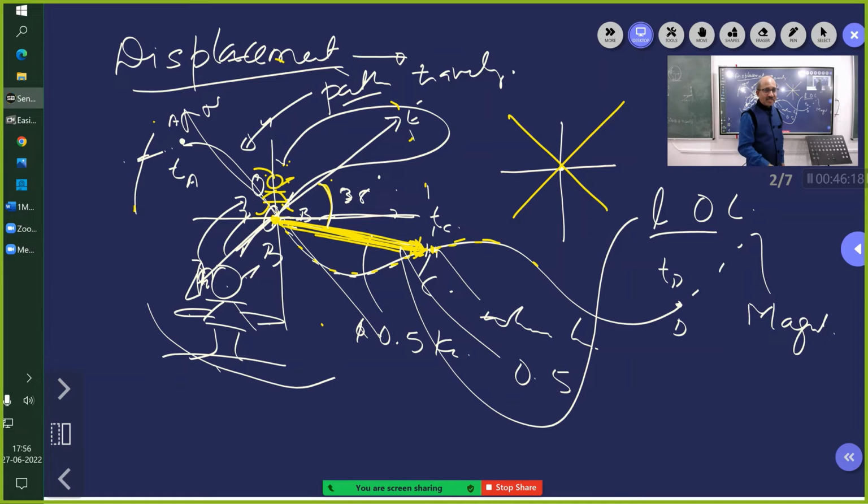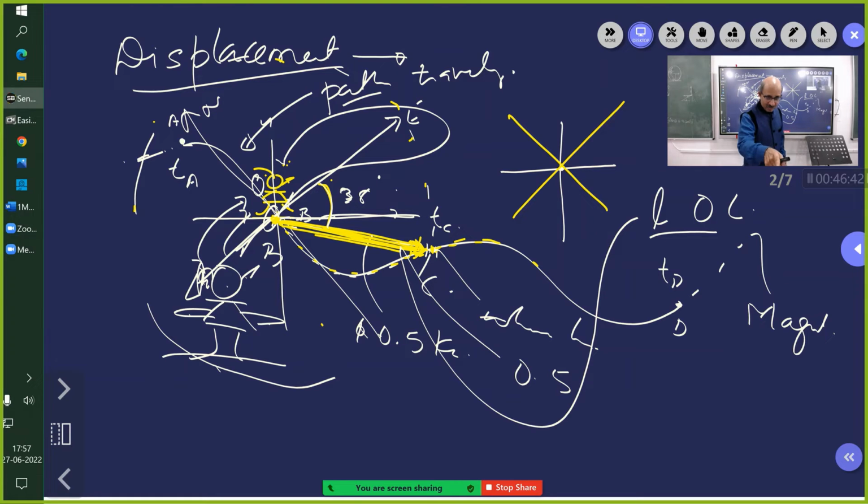And the angle made by this line becomes the direction. Understood? The angle made by this line becomes the direction. And the length of this line becomes the magnitude. And what is the length of the line here? The shortest distance.